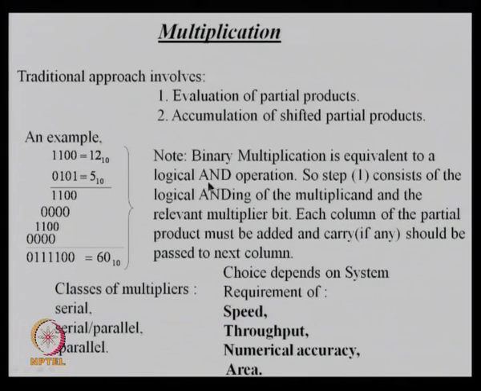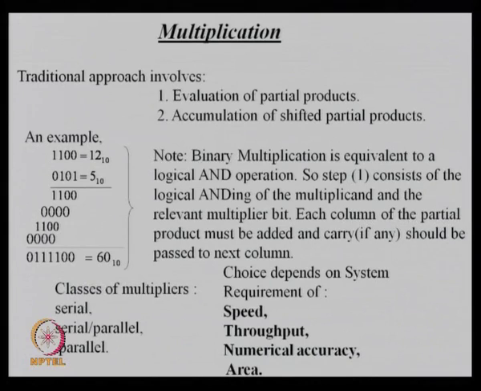So, basically what we did, binary multiplication is equivalent to a logical AND operation. One can see 1 times 0 we did, or 0 times 1 we did. So, step 1 consists of logical ANDing of the multiplicand and the relative position of a multiplier bit. Each column of the partial products must be added, and carry, if any is generated, should be passed on to the next columns. This is typically what all of us have been aware of in case of decimal as well as in case of binary numbers.